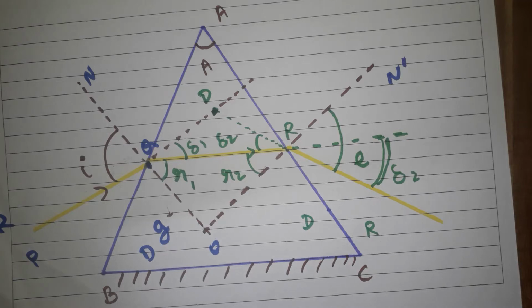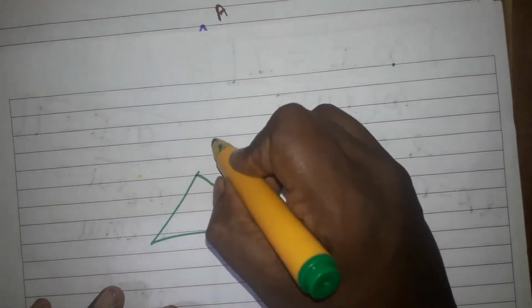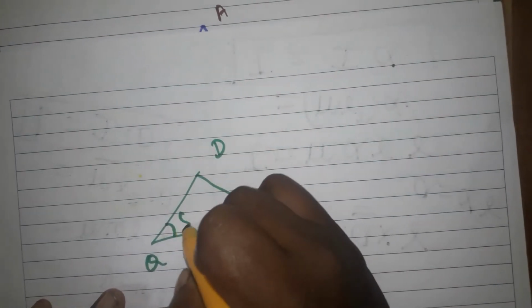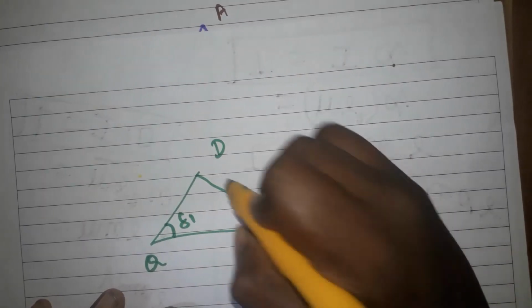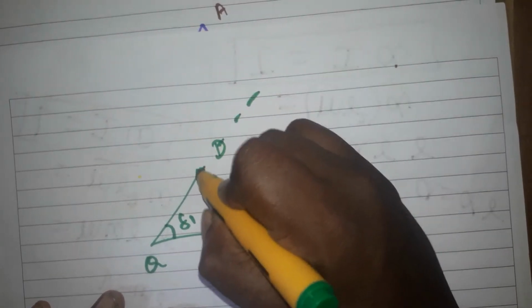Addition of two interior angles will give the exterior angle. So that point only I have taken. Here will be D, here will be Q, here will be R. This is going to be deviation 1, this is going to be deviation 2. And this is a point, total deviation.